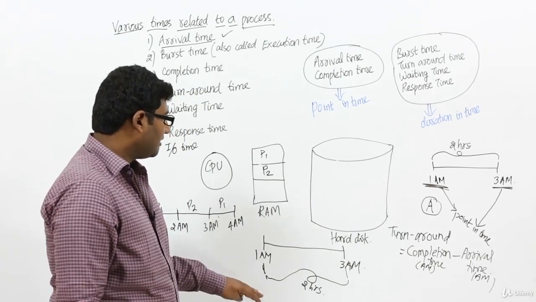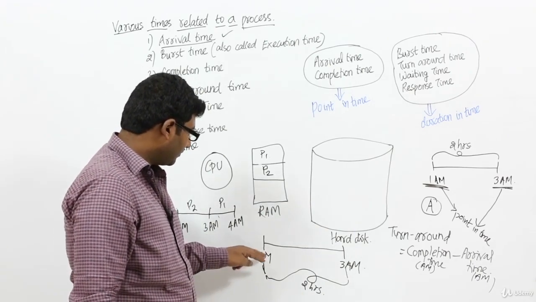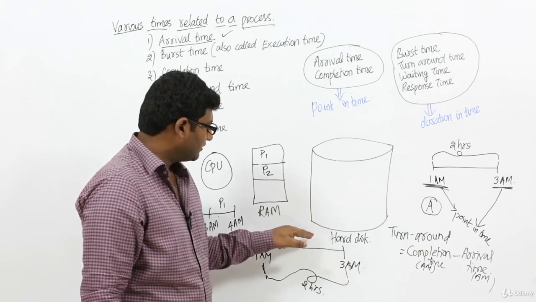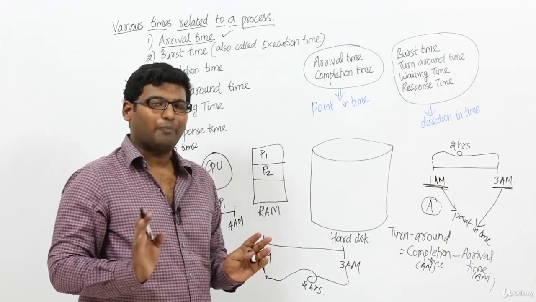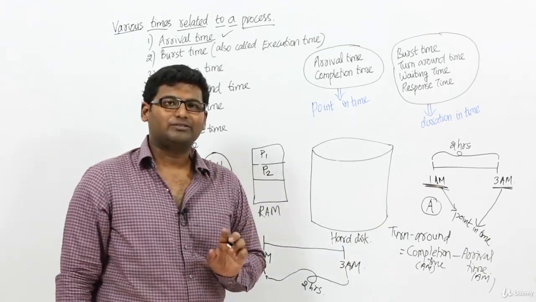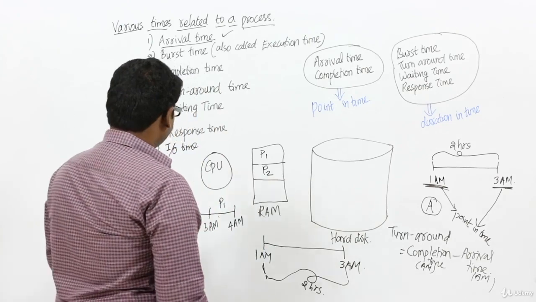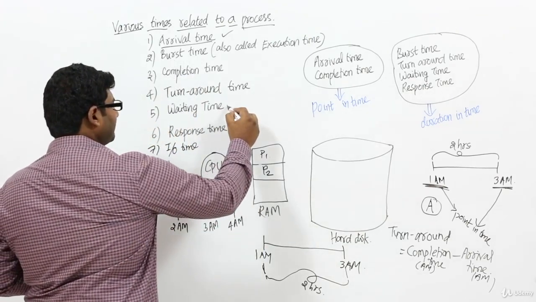So turnaround time is nothing but the duration of time in which the process is inside the RAM. Okay, the total time for which the process is inside the RAM is also called turnaround time. Fine. Now, what is meant by waiting time?